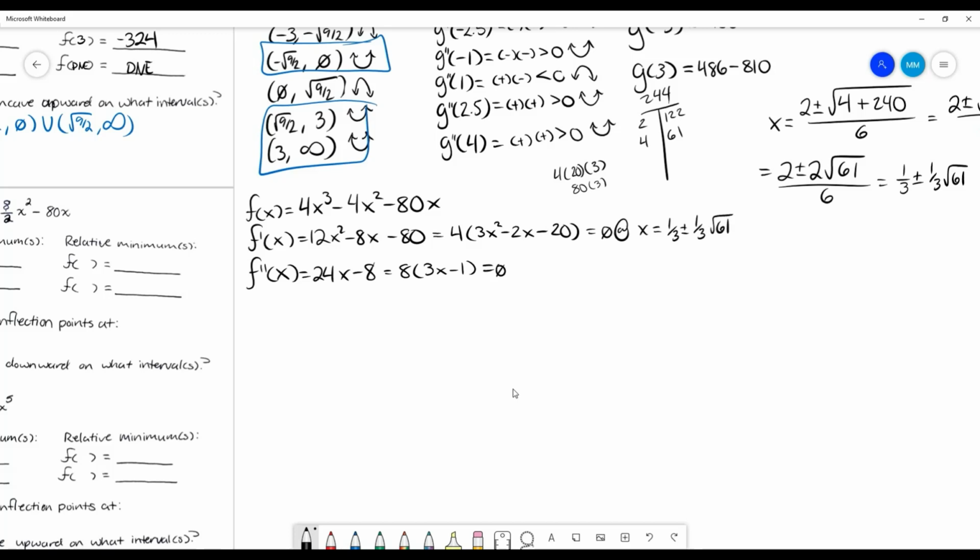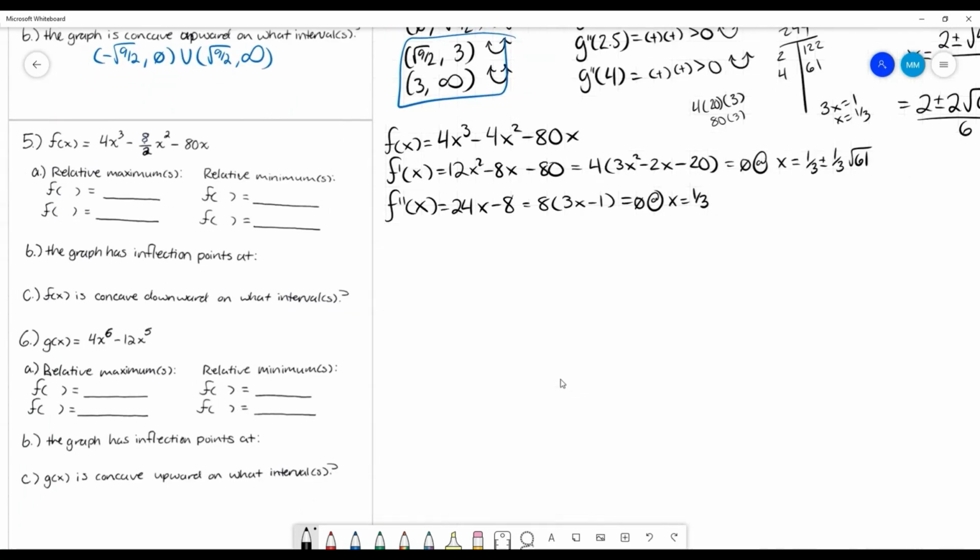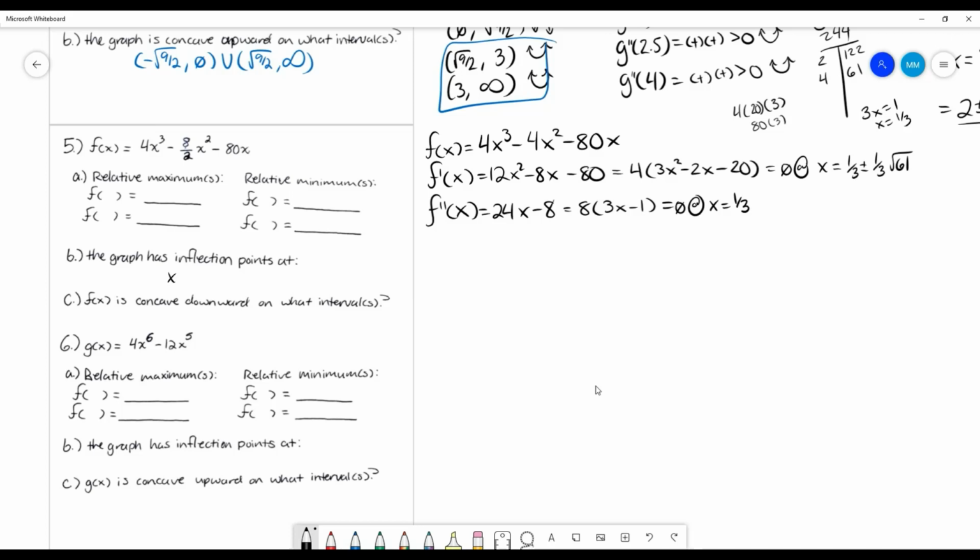And this equals 0 at 3x equals 1, x equals 1/3. Those are all pretty close, huh? Okay. So it has an inflection point at x equals 1/3. We can go ahead and answer that. Let's go ahead and get our intervals written.